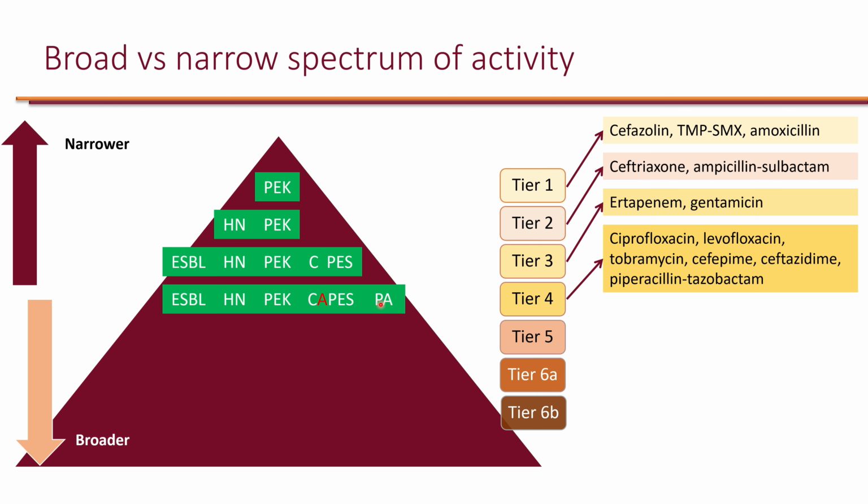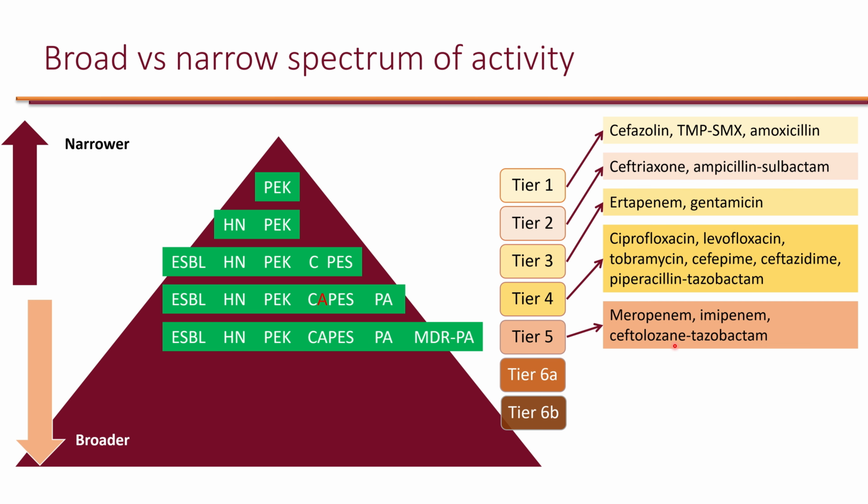And I say wild type because, again, Pseudomonas can develop resistance to these agents, but wild type essentially means these agents will have intrinsic activity against Pseudomonas. And that's why we have a tier 5. These are agents such as the rest of the carbapenems. Remember, ertapenem doesn't have activity against Pseudomonas, but the rest of the carbapenems do. And also ceftolozane-tazobactam.